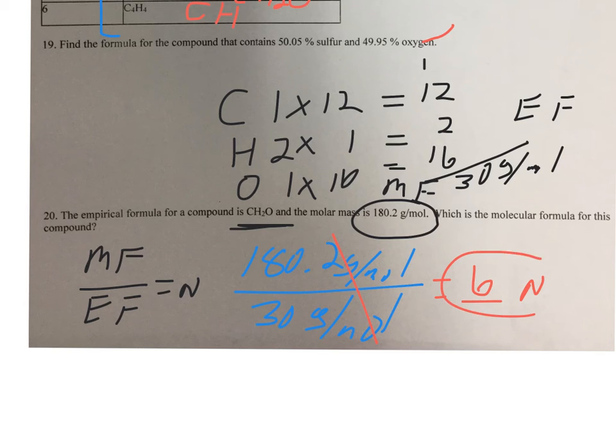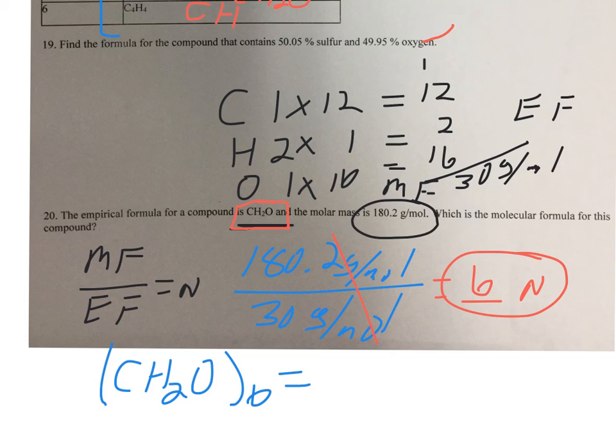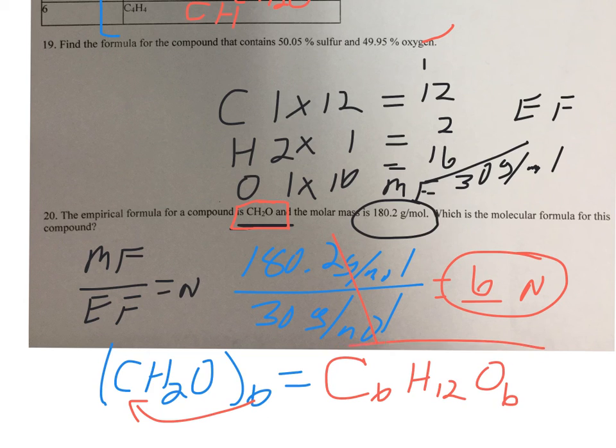Remember that this number is what you're going to multiply times the empirical formula, which is right there. So you're going to get CH2O times 6. How many total carbons do I have? 6. H12, and then O6. So this whole thing is going to be your molecular formula.